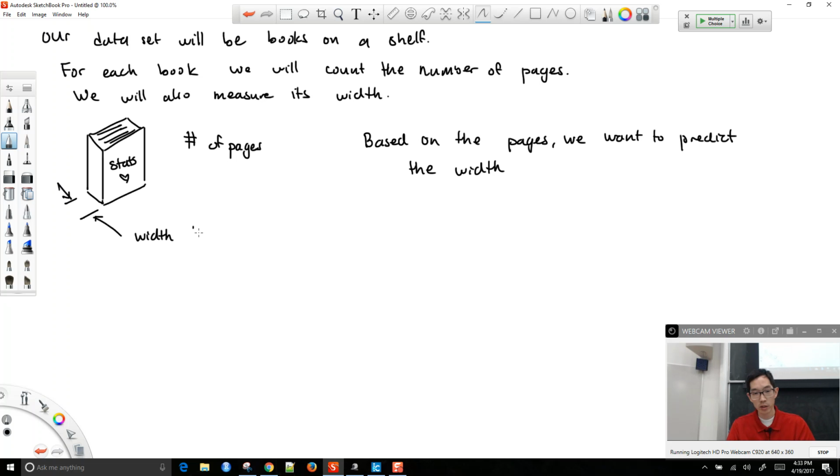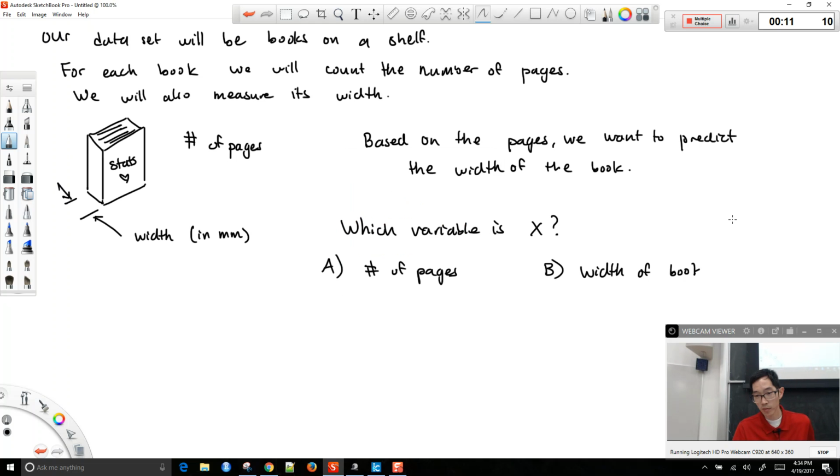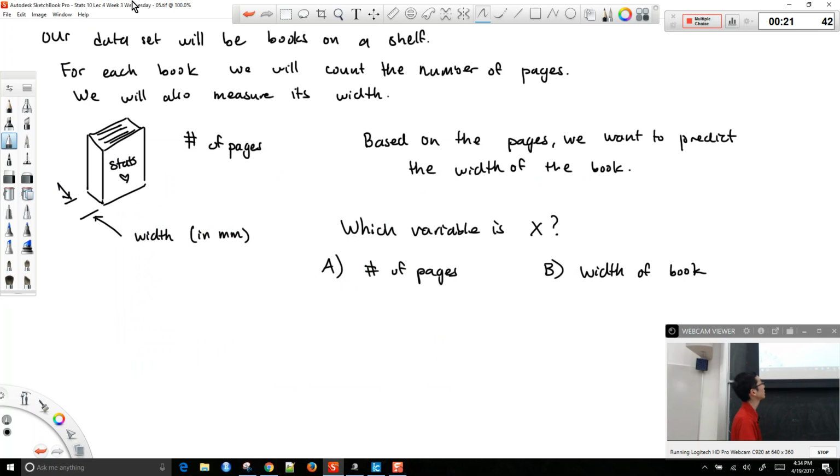All right, so let's do our first clicker question. I'm going to ask which variable is x. We will say A versus B. A will be the number of pages, and B will be the width of the book. If you want to talk to your neighbor about which variable is the x variable and which is the y, you can turn to your neighbor and discuss.